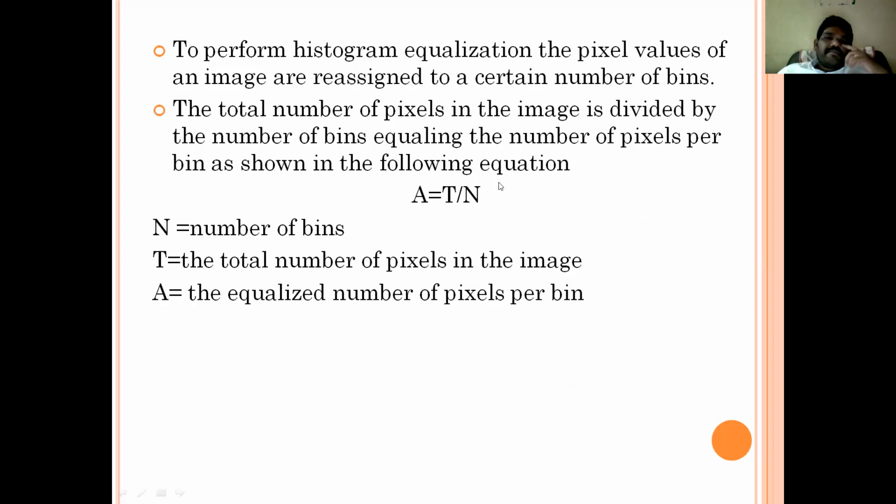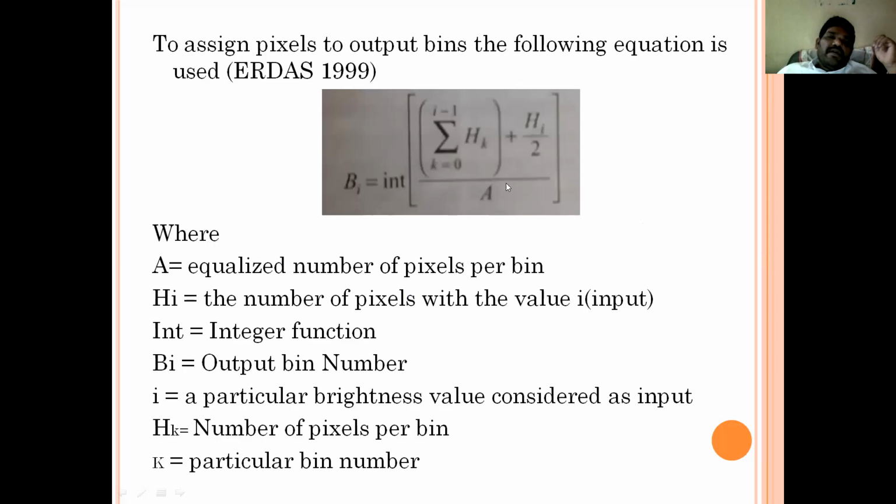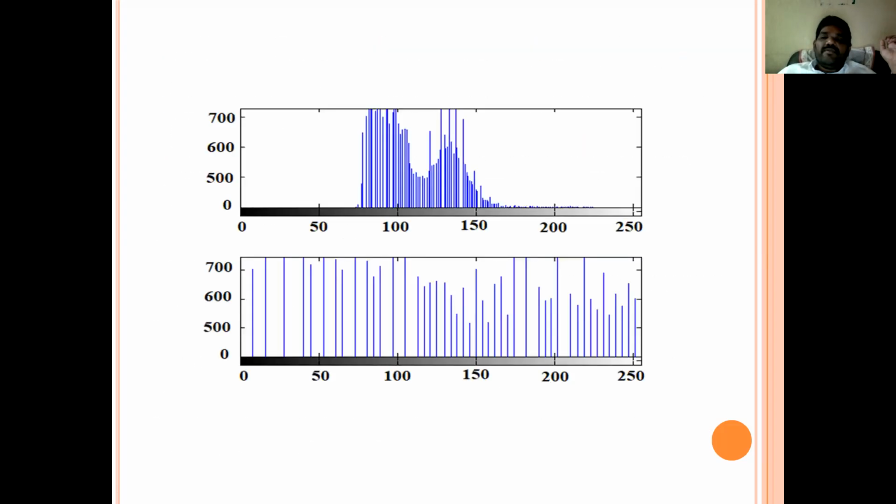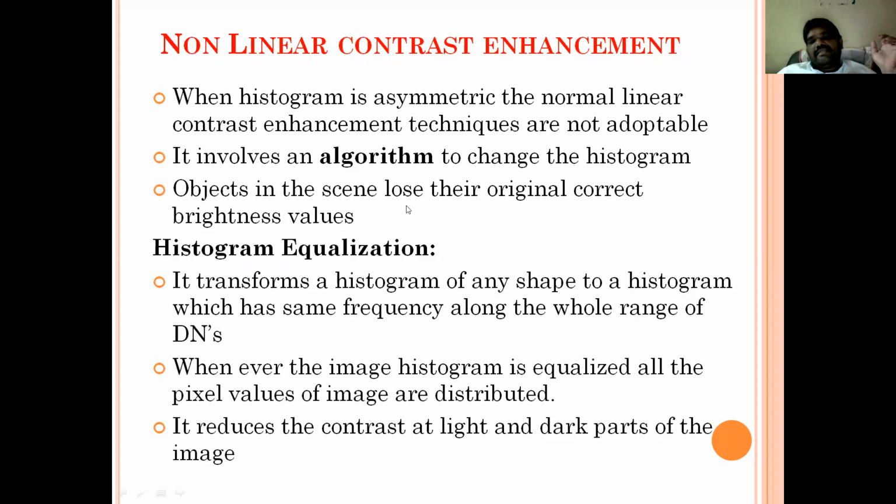See here, this is the formula and you must remember it to assign pixels to output bins. How can we assign pixels to the bins? The following equation is used. The whole process takes place in the computer. When we give these functions or particular principles, the output will be like this. I said that in the earlier case, it involves an algorithm. Which one?